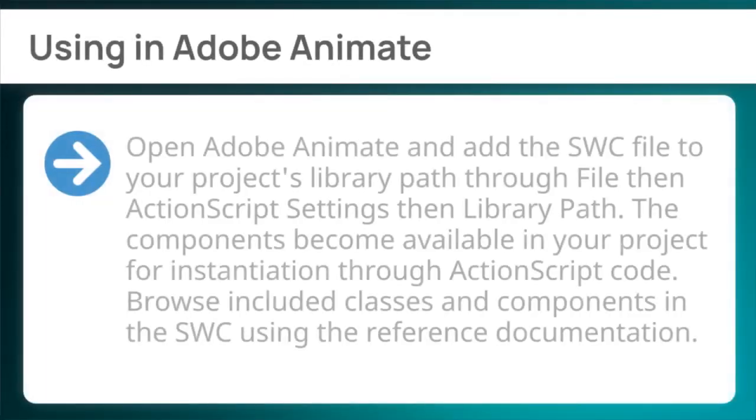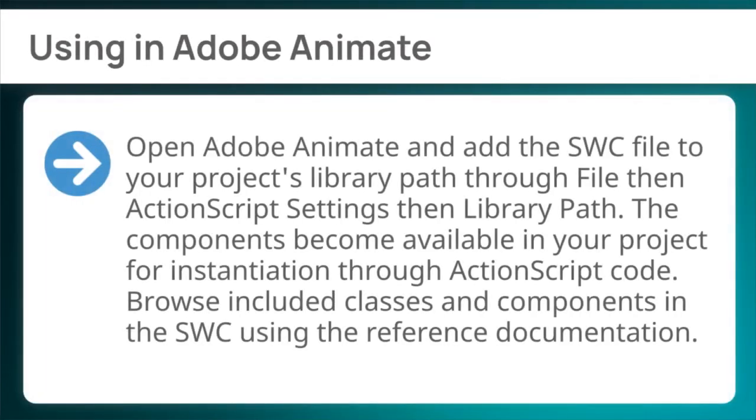First, using Adobe Animate, open Adobe Animate and add the SWC file to your project's library path through File, then ActionScript Settings, then Library Path. The components become available in your project for instantiation through ActionScript code. Browse included classes and components in the SWC using the reference documentation.